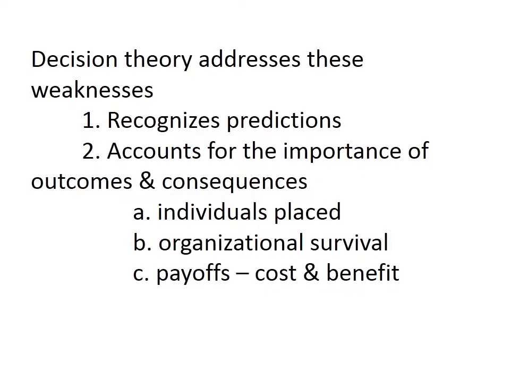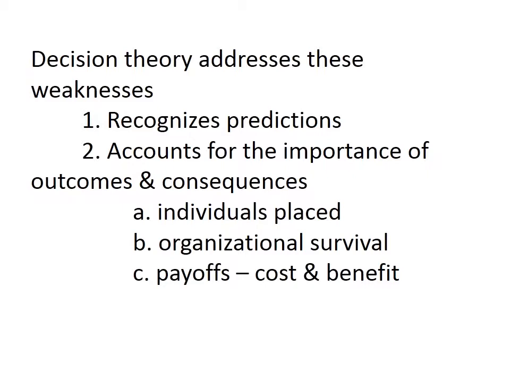So decision theory addresses weaknesses. It recognizes predictions, accounts for the importance of outcomes and consequences, and looks at a lot of these factors. So when we're talking about organizational decision making, the multiple hurdle approach, and these higher risk jobs, it recognizes that predictions always are going to have error in them. So we are going to sometimes predict that someone performs that doesn't. We're also going to sometimes predict that someone wouldn't perform that would have. So just looking at validity, all we have is success and failure rates, but we need to also balance them beyond the statistical prediction into decision theory.